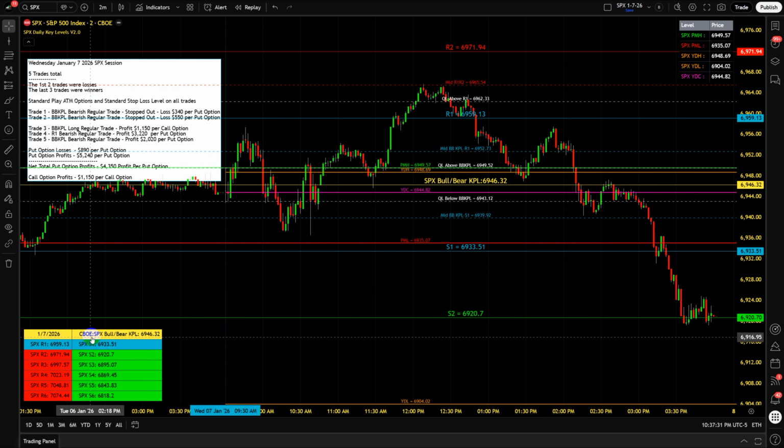The main key levels are going to be the SPX bull bear key price level, which is your key bull bear pivot for the session, as well as any of the R1 through R6 or S1 through S6 levels. But usually, most of the action at the beginning of the session is going to be focused on this bull bear key price level. However, as we'll see in today's session, we did have trades off of one of the other main key levels as price action dictated.